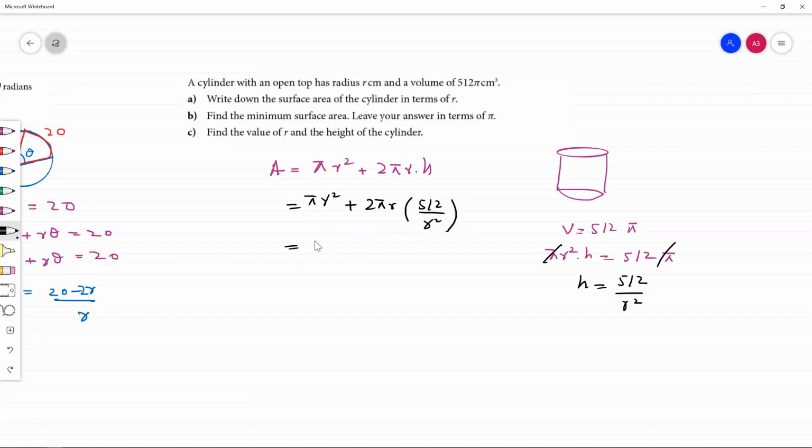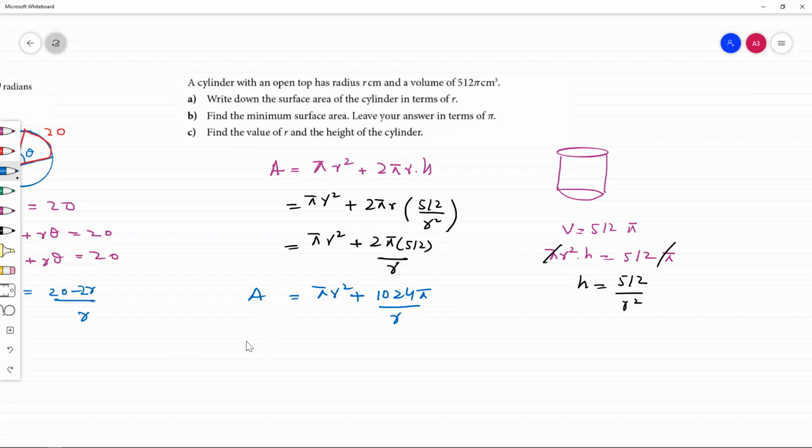So this is pi r square plus 2 pi, 1 r will be cancelled. 2 pi into 512 divided by r, and the final equation will be pi r square plus 1024 pi over r. So the next, find the minimum surface area, leave your answer in terms of pi.